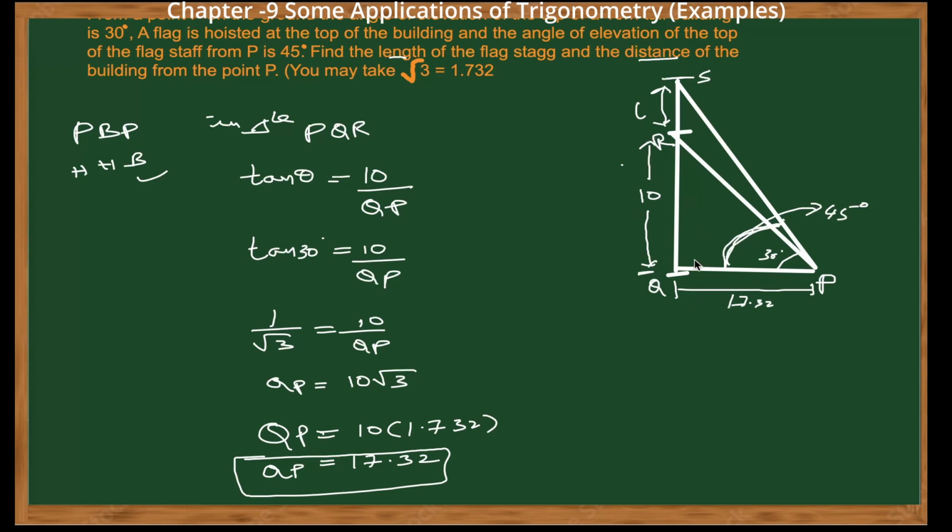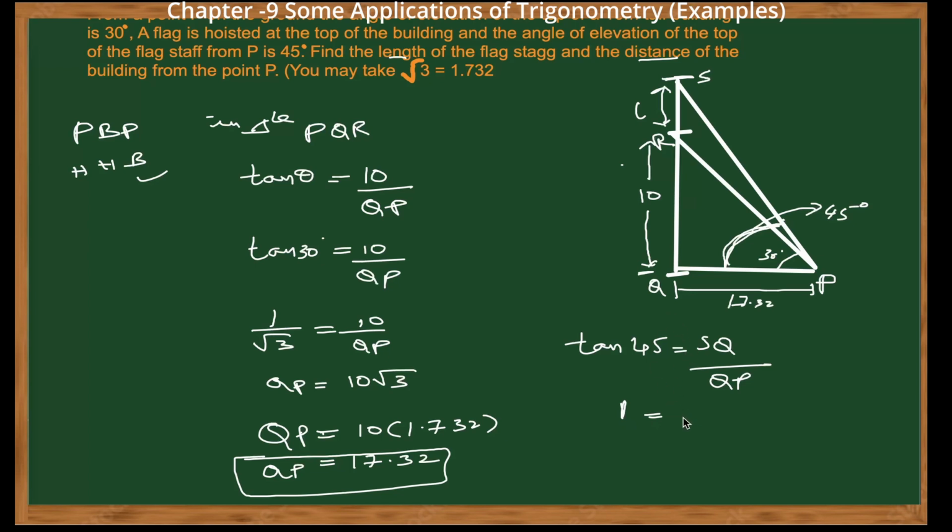So perpendicular by base, we can take the similar ratio, which is tan. Tan 45 degree is perpendicular by base. What is the perpendicular? Perpendicular is nothing but SQ, starting from here. This is the perpendicular. SQ divided by QP. We know tan 45 is nothing but 1.